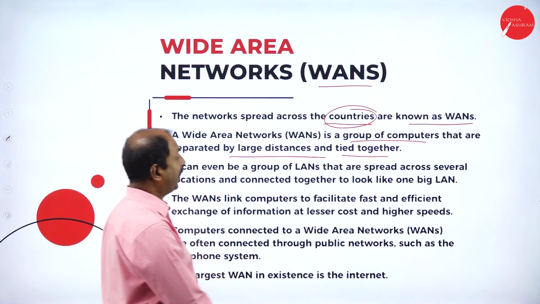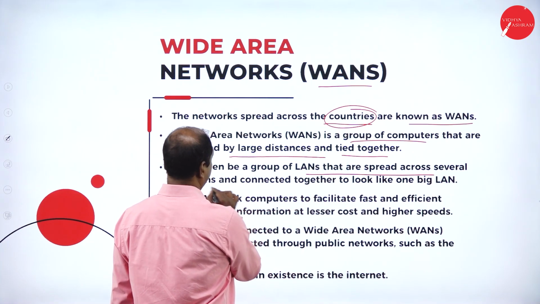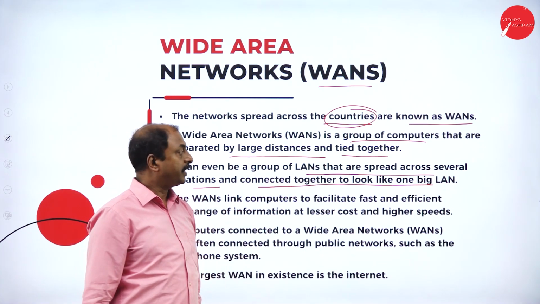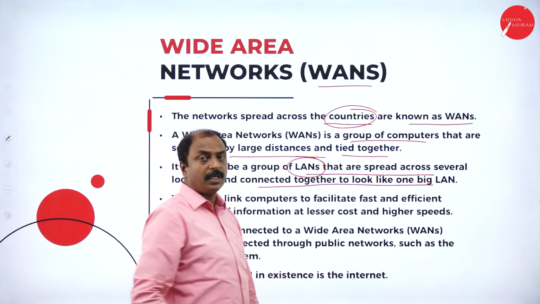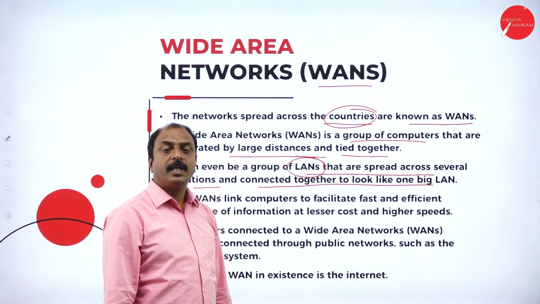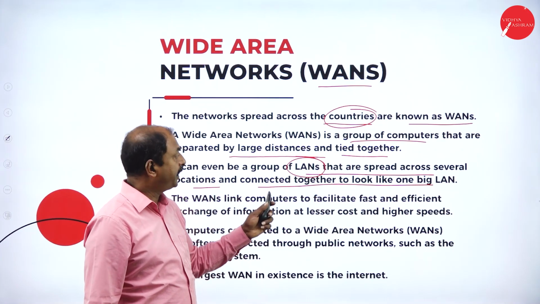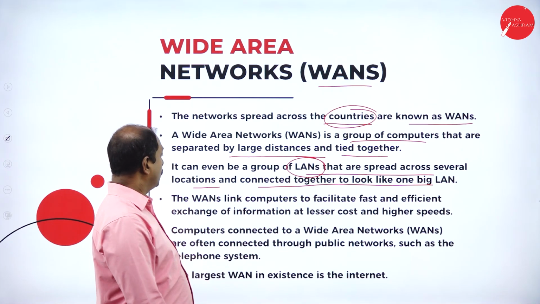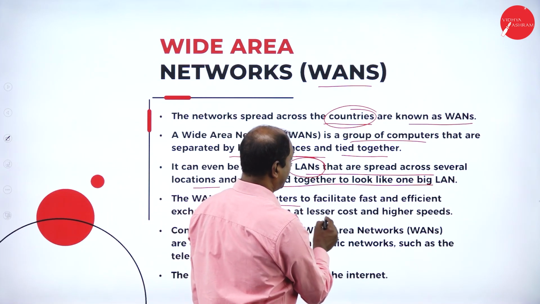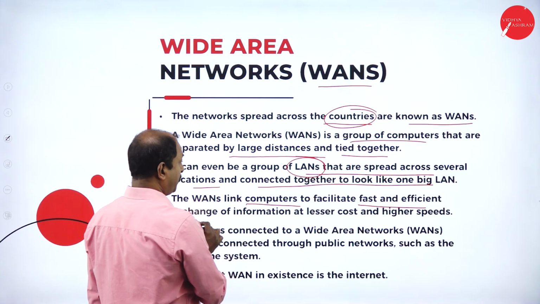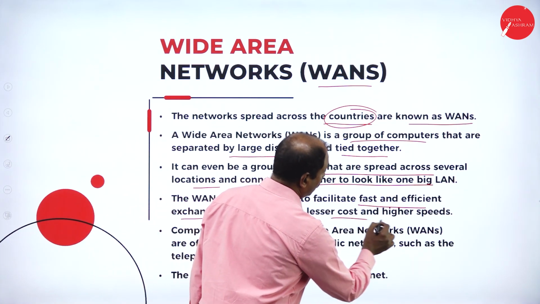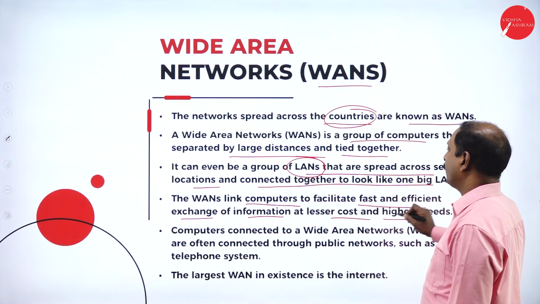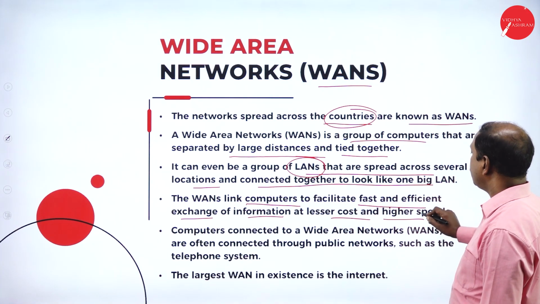It can even be a group of LANs that are spread across several locations and connected together to look like one big LAN. So another definition of WAN is a group of LAN networks, more than one network, spread across the city and connected to each other to form a network. That is an example for wide area network. The WAN link is going to link computers to facilitate fast and efficient exchange of information at lesser cost and higher speed. So this is the advantage of wide area network. It is fast, efficient, very economical and with high speed.